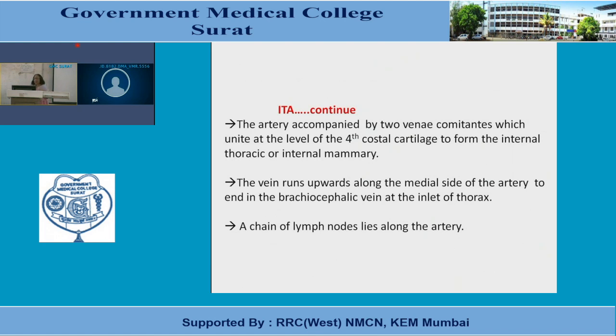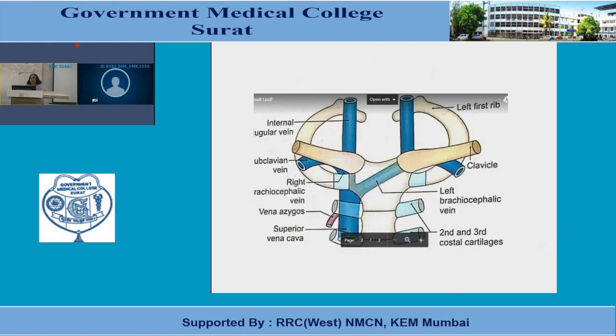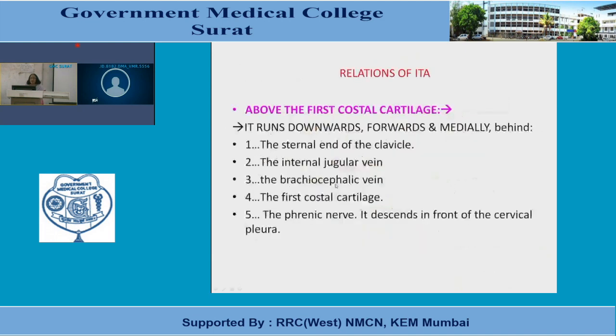There is a chain of lymph nodes which lies along the internal thoracic artery. Now what are the relations of the internal thoracic artery? We will do a discussion along with the costal cartilage, as per the origin, which lies behind the first costal cartilage. So above the first costal cartilage, here the diagram is showing the sternal end of the clavicle and the costal cartilage of the first rib. Now you can see what are the relations.